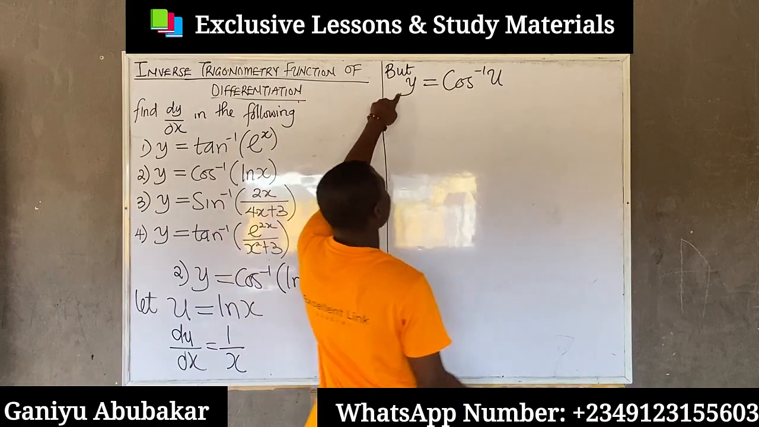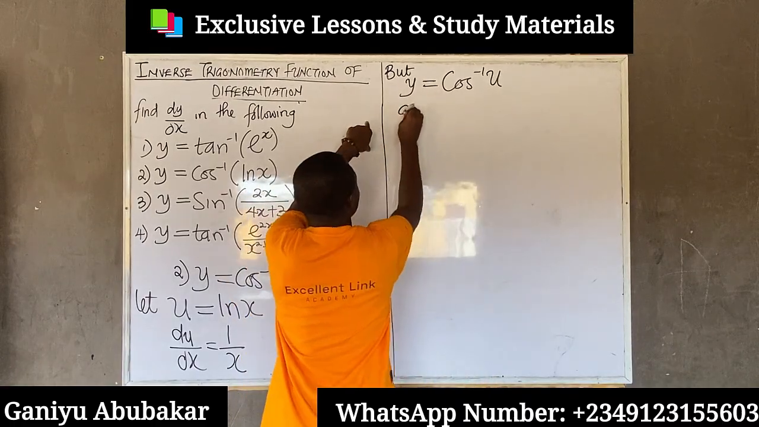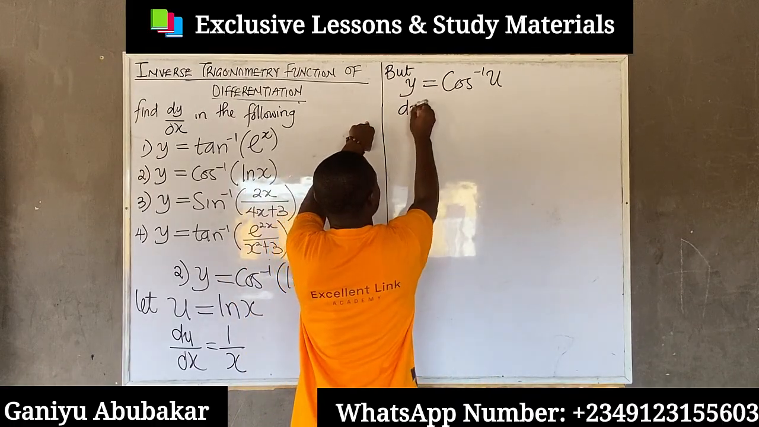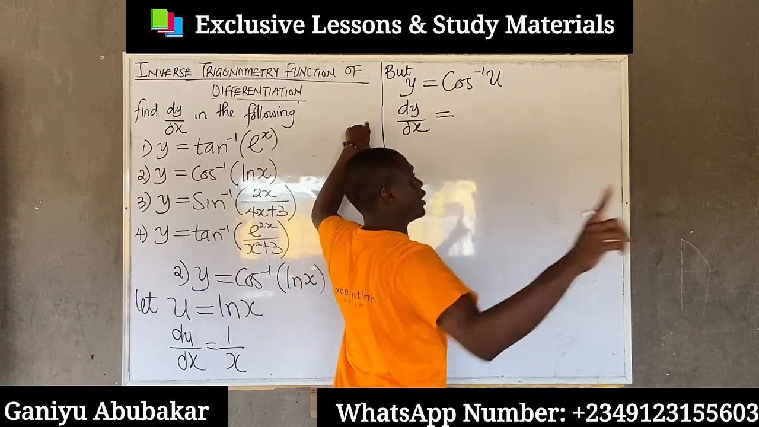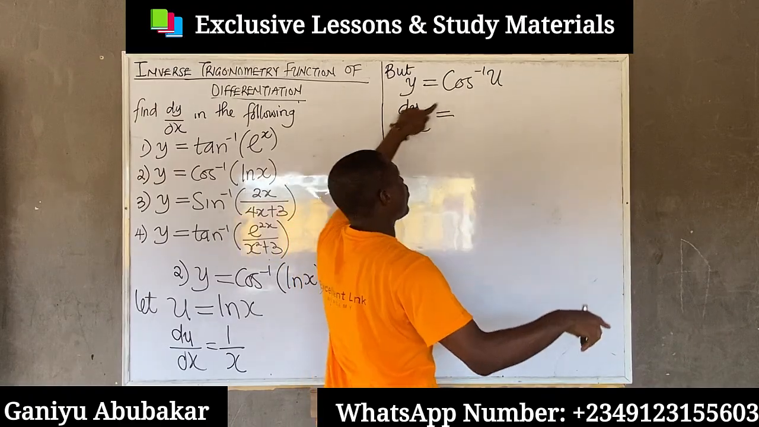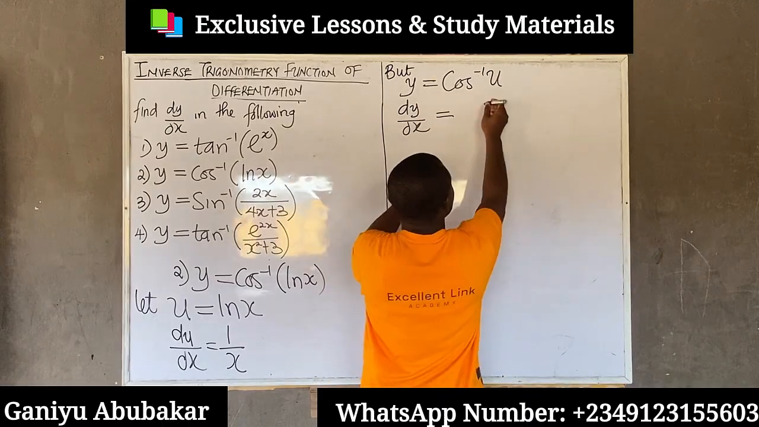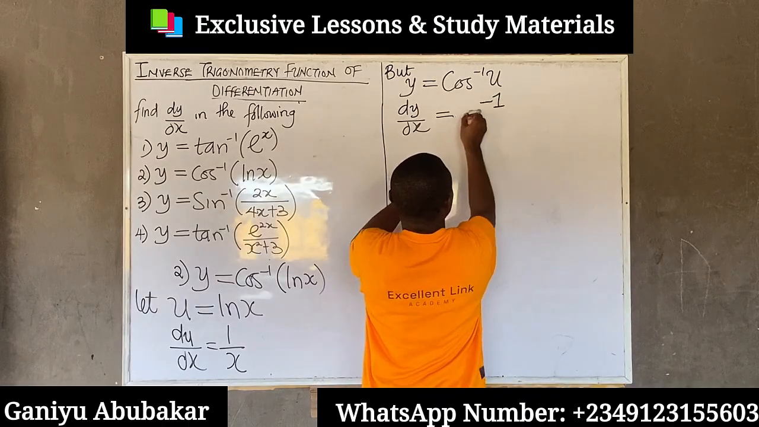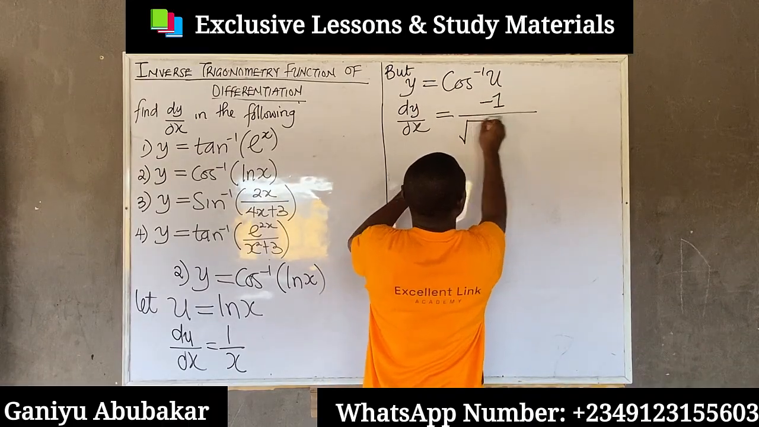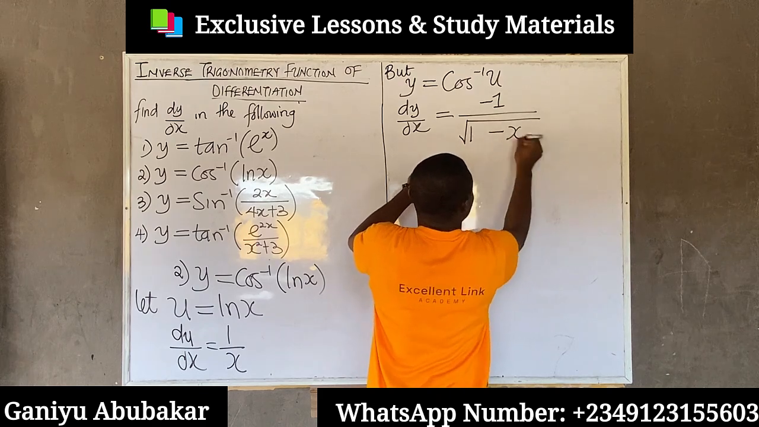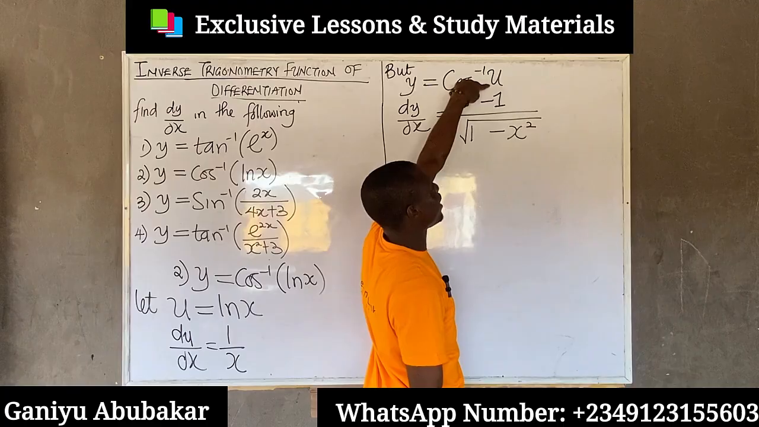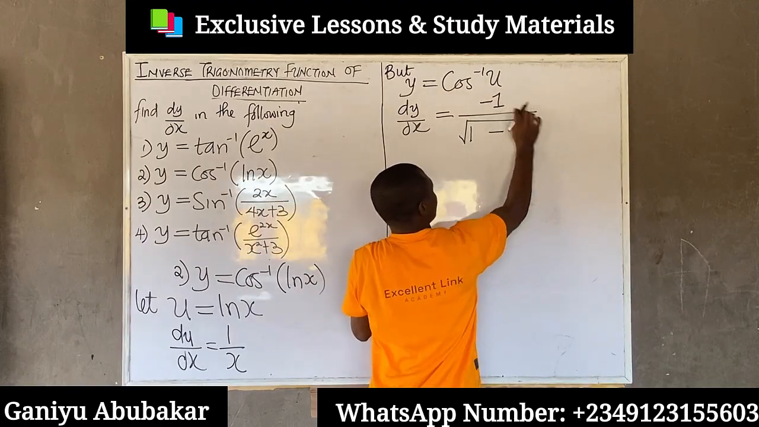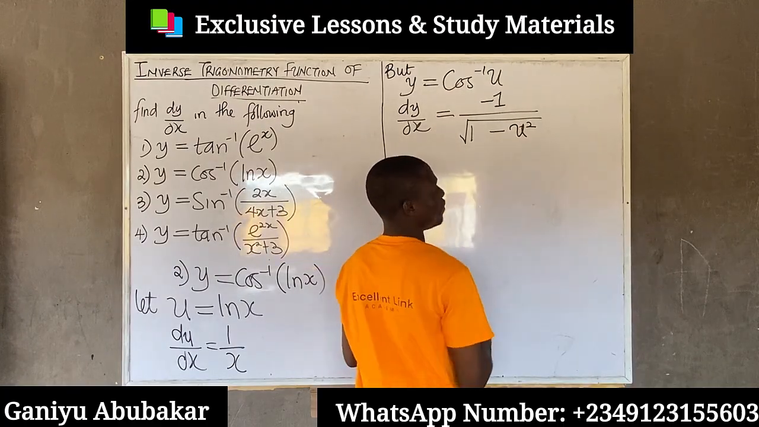If I differentiate y with respect to u, I'll have dy over du to be equal to, please go and check your note. When I differentiated cos inverse of x, that gave me minus 1 all over root 1 minus x squared, right? But in this case, I won't use x because the variable here is not x, it is u. So change this x to u.